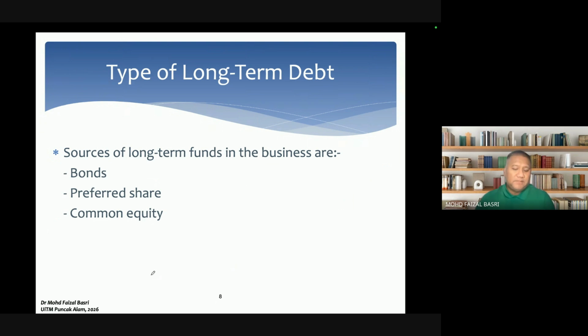So the three options that we gonna go through today ada tiga. We have bonds, number one, which represent the debt. Ni lah hutang, debt. And we have two equity, okay, which is preferred and also common stocks. Okay, walaupun preferred ni mungkin dia ada element of hybrid, dia ada element of debt juga, ada element of similar like bonds, tapi kita classify dia under equity je lah dalam case ni.